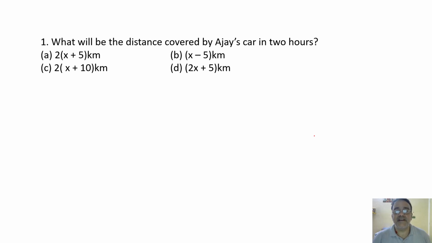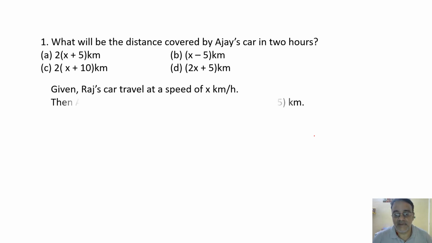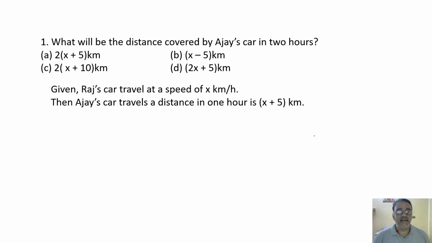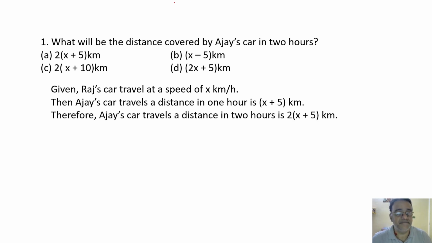What will be the distance covered by Ajay's car in 2 hours? First of all, the speed of Ajay's car is 5 km per hour more than that of Raj's car. And Raj's car speed is given x kilometer per hour. So what is the speed of Ajay's car? x plus 5 kilometer per hour. And we have to find the distance. So distance is equal to speed into time. Time is given 2 hours. So the distance will be equal to 2 into x plus 5. And the correct option is option A, right.